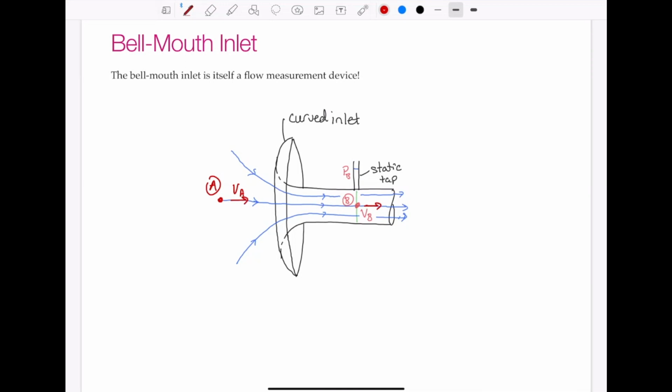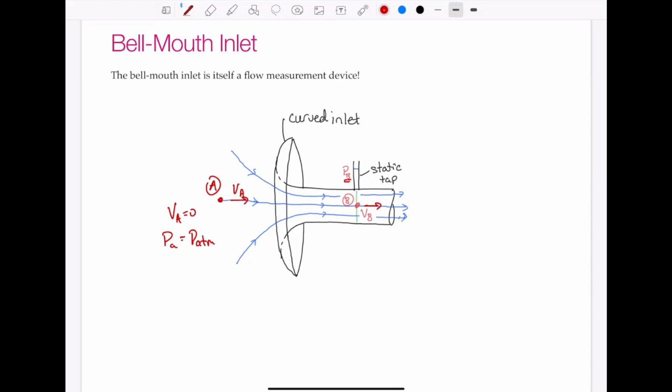But that distance that's far away at A, we now consider VA equal to 0, and the pressure at point A is equal to the atmospheric pressure. And then some short distance inside our bell end, we have a static tap. That static tap is measuring the pressure PB, so that's the static pressure at point B.